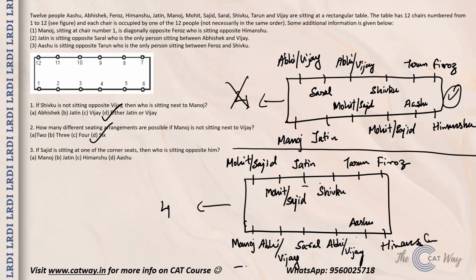However, if you talk about this, Sajid has a possibility of sitting in the corner. Okay. So let's say Sajid is over here, and in that case, Mohit will be here. Now the top row is sorted: Sajid, Mohit, Jatin, Shivaku, Tarun, and Firoz. Because Sajid is fixed at the corner, that means Mohit will occupy the 11th position. Now, what does the question say? Then who is sitting opposite him? If Sajid is sitting over here, the person directly opposite to him is Manoj. So the correct answer for the third question will be option number A, Manoj.